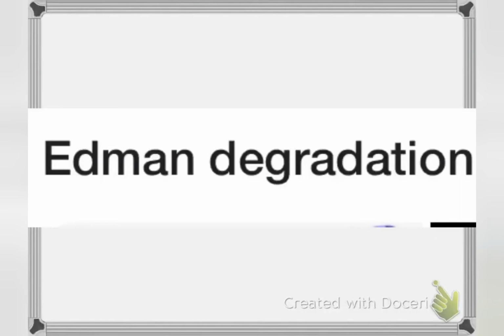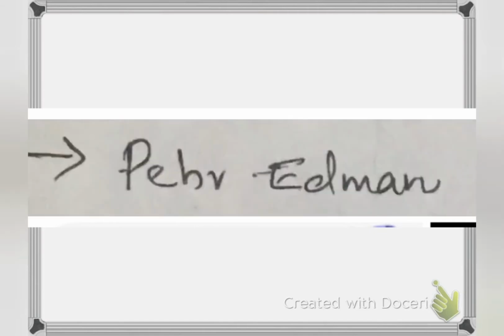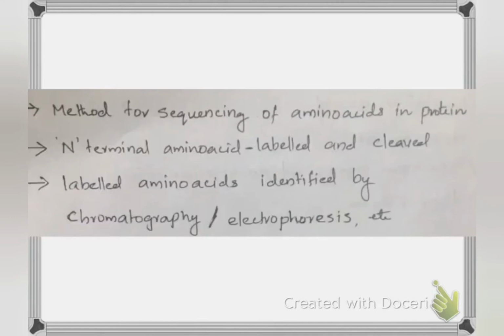Today we will discuss Edman degradation of proteins. This method was discovered by Edman. It is a method for sequencing amino acids in proteins, that is, for detecting the amino acid sequence in a protein.